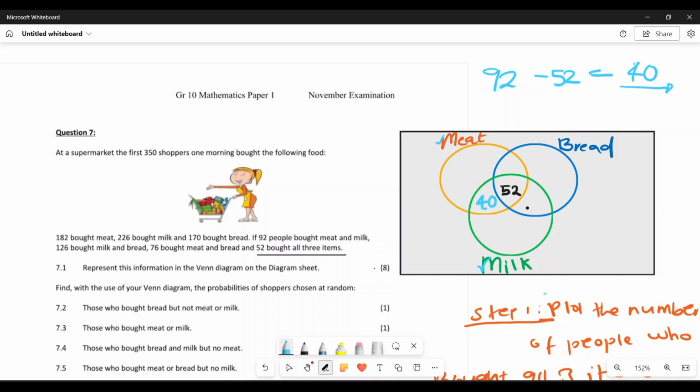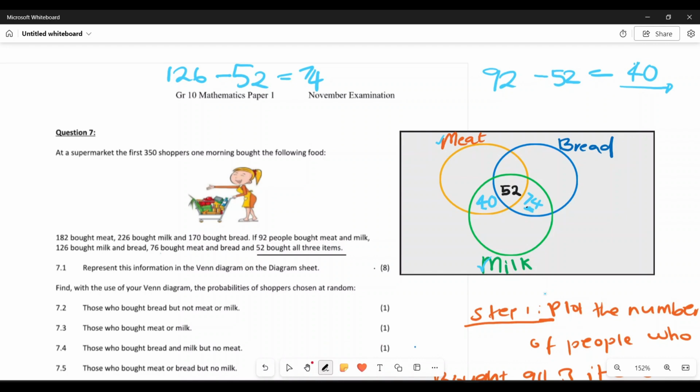And we're going to do the same for every intersection point. So let's do the same for the people who bought bread and milk. Here they said 126 bought bread and milk. But remember, this 126 includes those people who bought all three, and I'm only interested in the number of people who bought only bread and milk. So I'm going to subtract my 52, the number of people who bought all three. You're always going to do this whenever you're plotting these points where two circles intersect. Now, 74. The number of people who bought bread and milk only is 74.